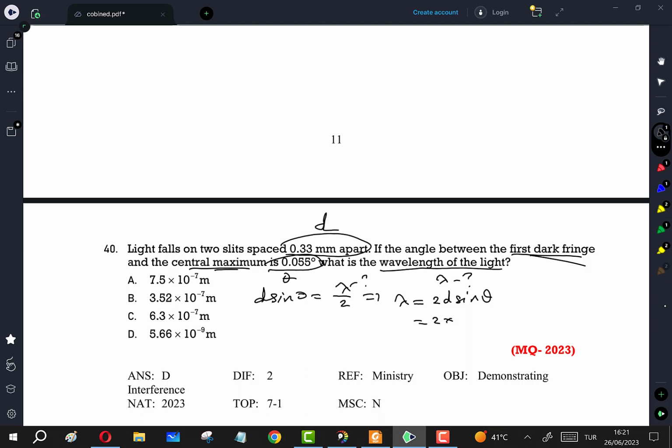We should convert millimeter to meter because the choices are given in meters. d is 0.33 millimeter, and every 1 millimeter is 10 to the power of negative 3 meter, times sine of the angle 0.055 is calculated. 2 times 0.33 times 10 to the power of negative 3 times sine of 0.055. The result is 6.33 times 10 to the power of negative 7 meters. So C is the correct answer.